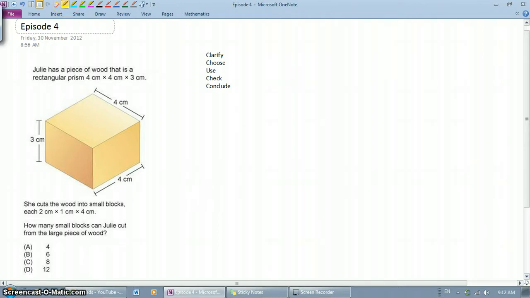Today in episode 4 we're doing a Year 9 style question for measurement and geometry. Let's get straight into it, and first of all let's clarify the question.